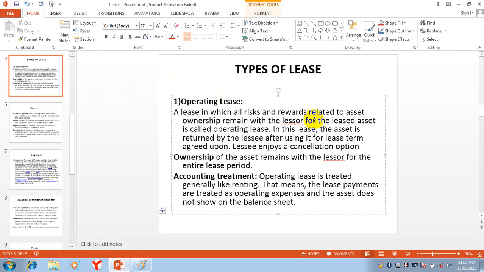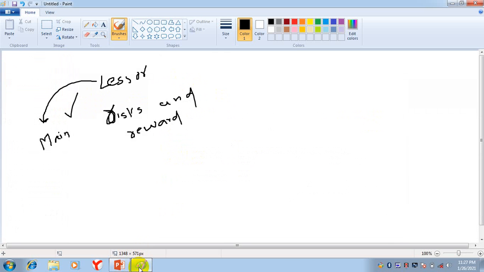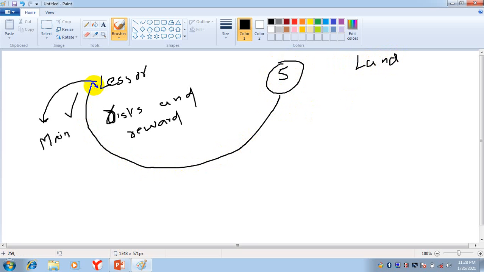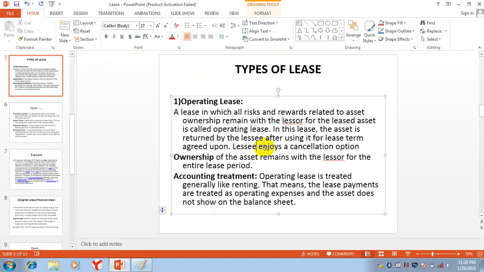The next thing, in this lease, the asset is returned. Suppose there was a lease time period of 5 years for a piece of land. So after 5 years, our asset will be returned to the lessor, not ownership. Ownership is already with the lessor. So the asset will be returned to the lessor. This is another feature of this type of lease.